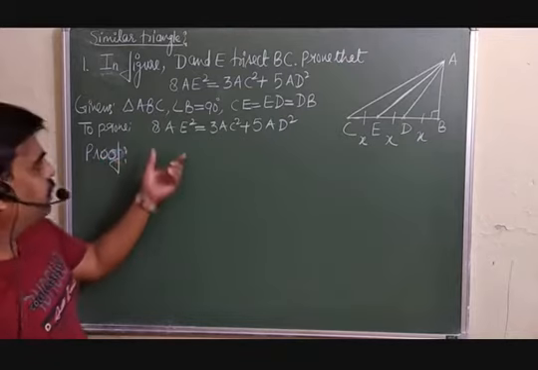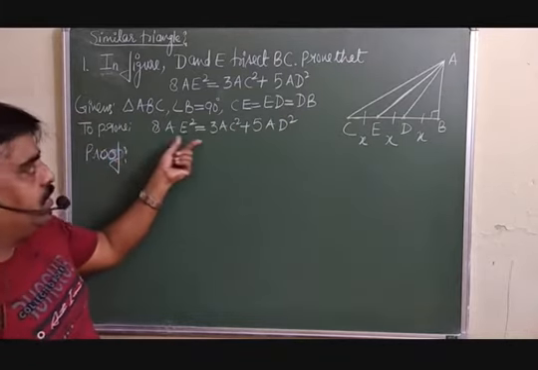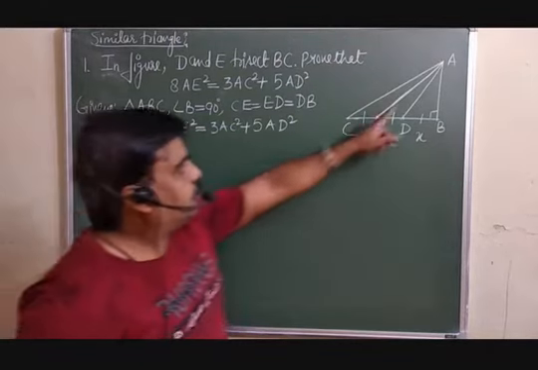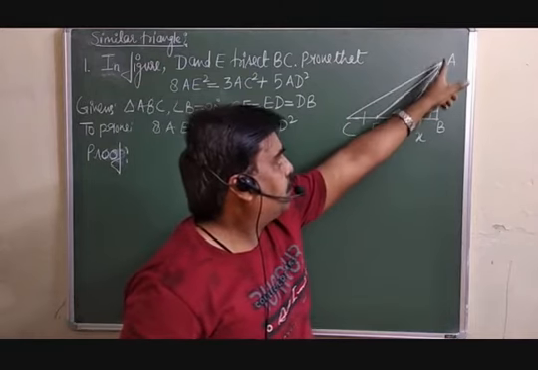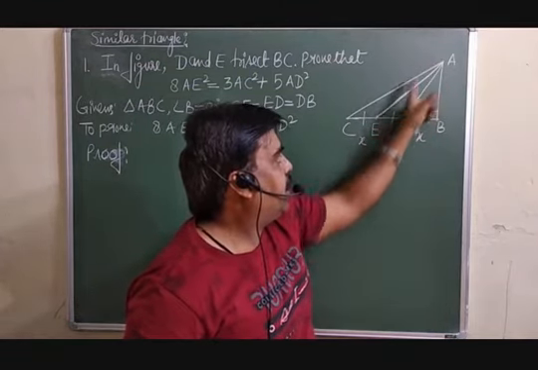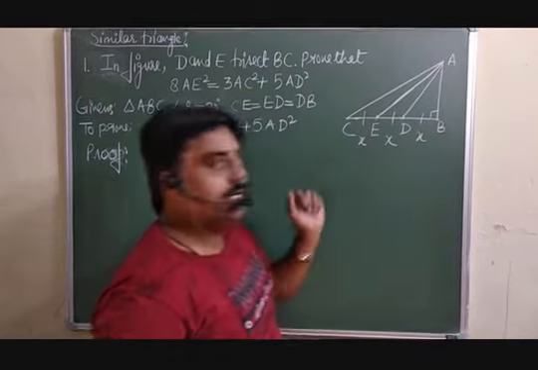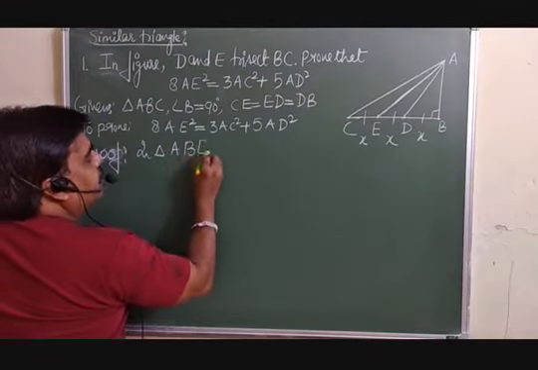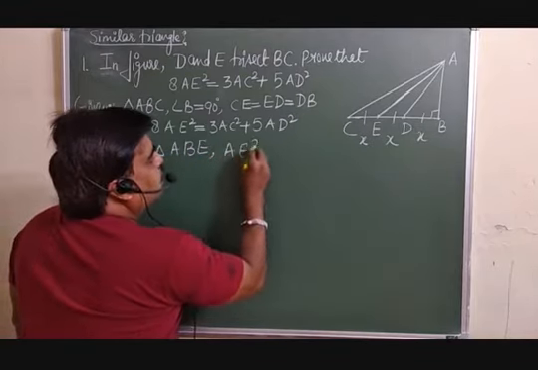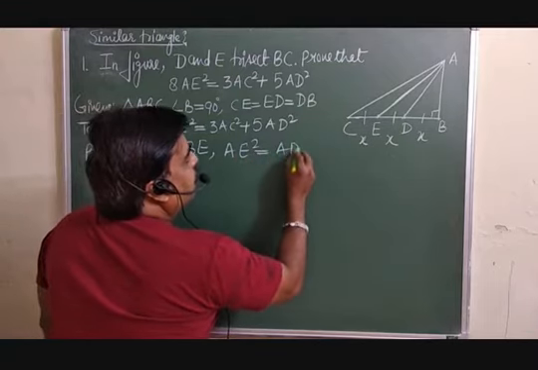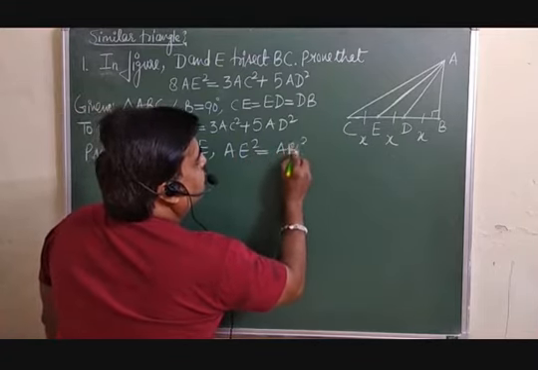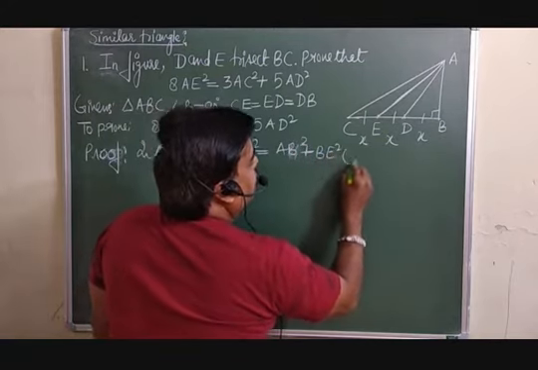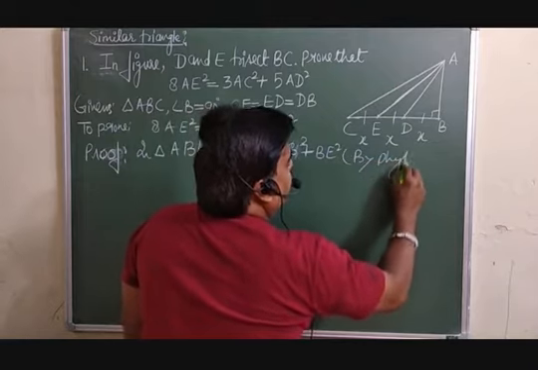The important point is that you need to keep your eyes here. You want AE, you want AC, you want AD. So first we take AE. For AE, we take triangle ABE and apply the Pythagoras theorem. In triangle ABE, by Pythagoras, AE square is equal to AB square plus BE square.